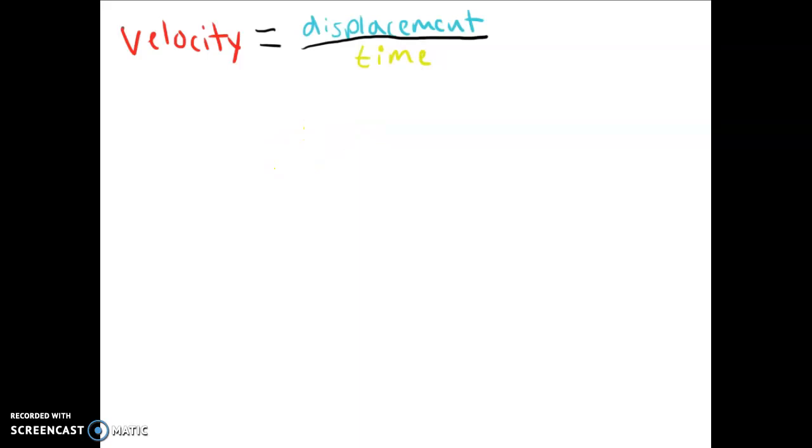Okay. Written another way, written with symbols, that way we don't have to write those words out all the time, it'll look like this: v for velocity equals d for displacement over t for time. So this is our first equation that we're going to be adding to our physics equation sheet. You can pause the video now so you can write that down. I'm going to erase it and go on and give you the problem.